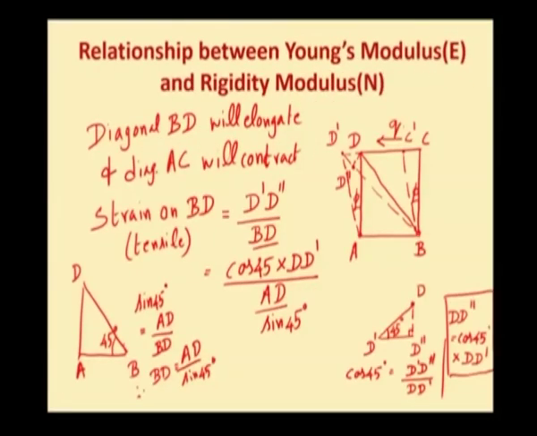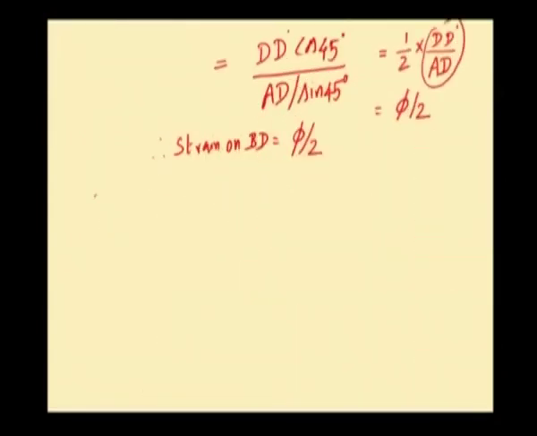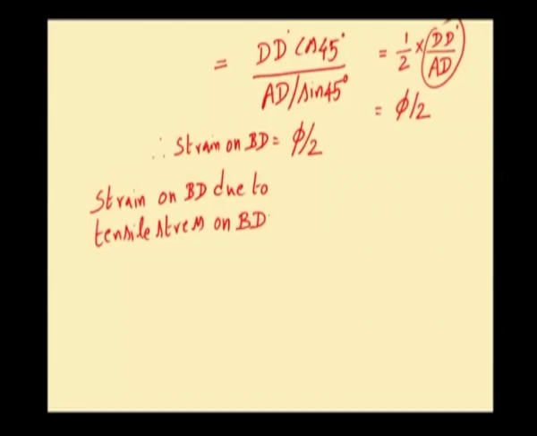Now, we shall calculate the tensile strain induced on BD due to the tensile stress induced along BD. So, strain on BD due to tensile stress, because BD is elongating. So, it will be experiencing tensile stress. So, strain on BD due to the tensile stress on BD will be given by, we know that strain is the ratio of stress to Young's modulus. Here the stress is shear stress, which will be Q divided by Young's modulus of elasticity E.